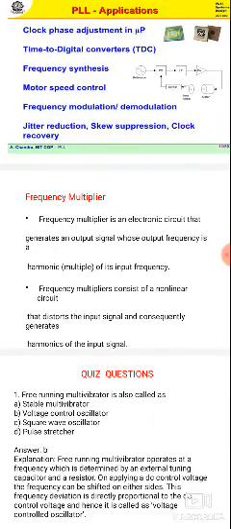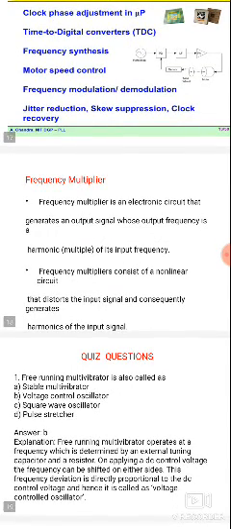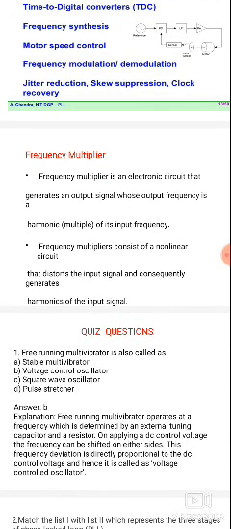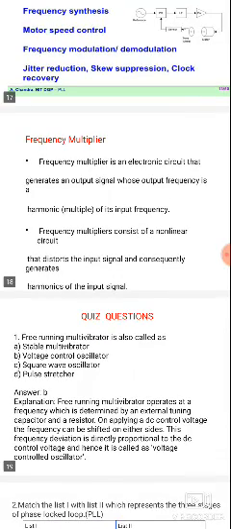Next, the PLL also works as a frequency multiplier. Multiplication needs more than one signal, a minimum of 2 signals. With only one signal the multiplication is impossible. Multiplication means we have 2 or more inputs. A frequency multiplier is an electronic circuit that generates an output signal whose frequency is a harmonic of the input frequency. Harmonic means a multiple of the frequency.